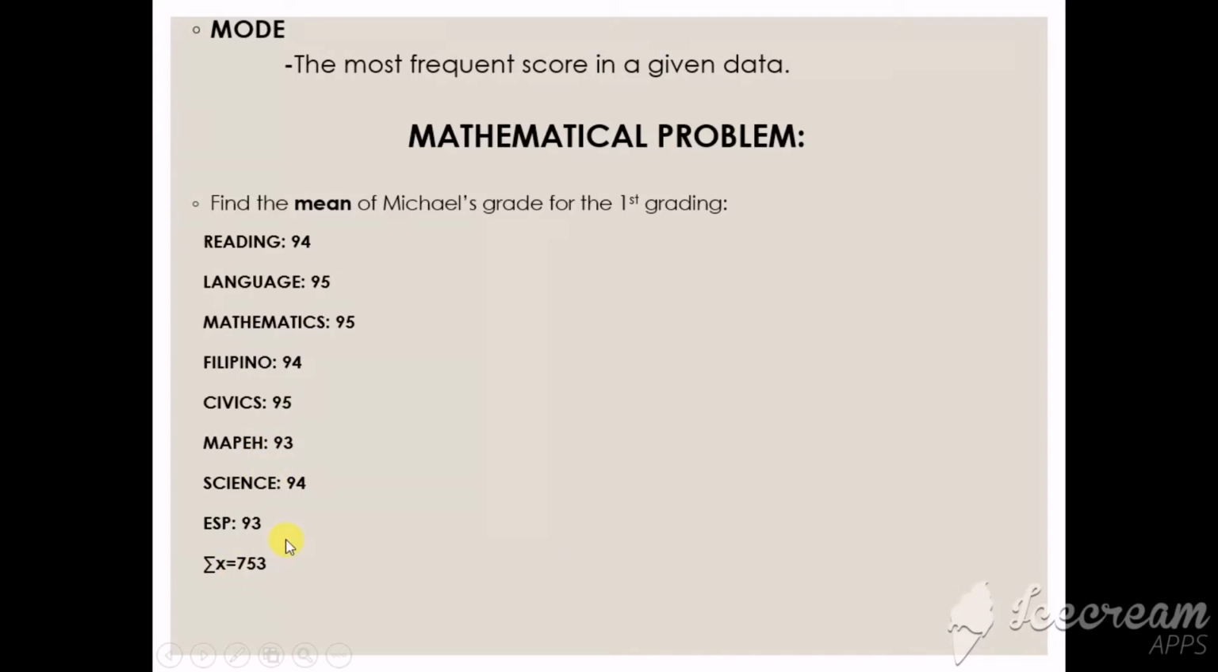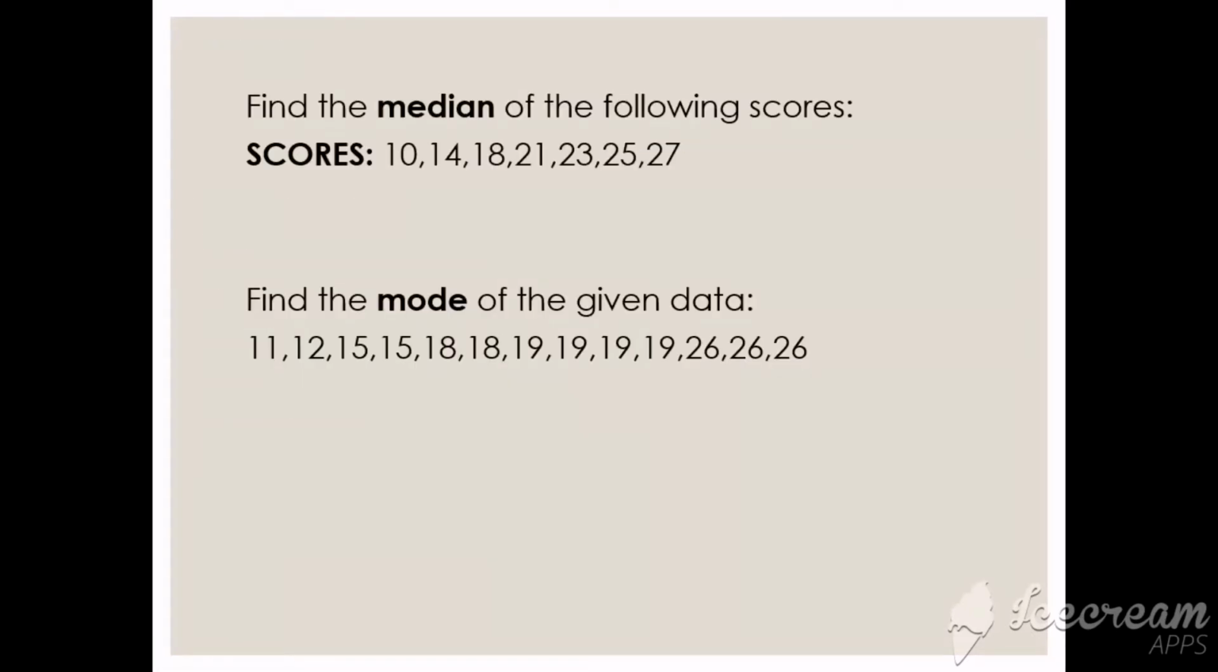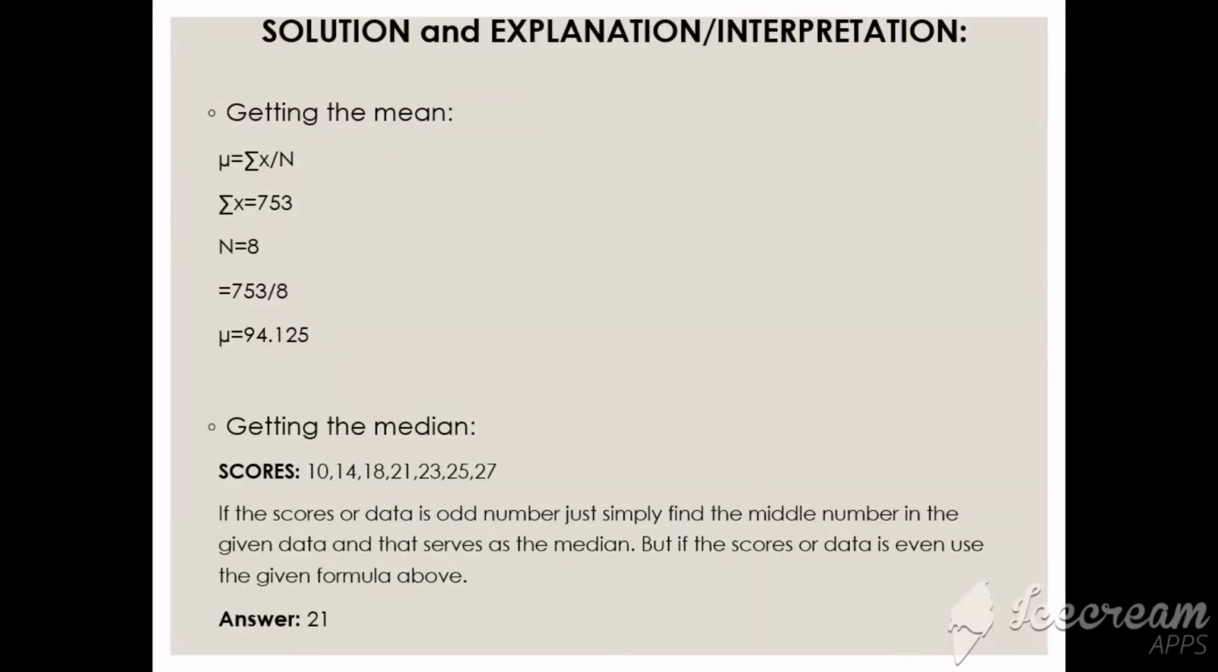So we're going to proceed with the next problem, which is find the median of the following scores, which is 10, 14, 18, 21, 23, 25, and 27. And the last mathematical problem is to find the mode of the given data 11, 12, 15, 15, 18, 18, 19, 19, 19, 19, 26, 26, 26. So let us proceed on solving the following mathematical problems.